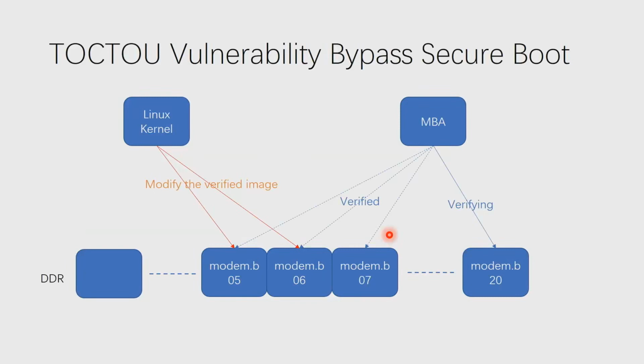The vulnerability we use to bypass the modem secure boot is a time-of-check, time-of-use bug. When MBA is verifying modem images, it doesn't lock the physical address region. It means that the Linux kernel can still modify the modem images. So after MBA verified one image, the Linux kernel can modify it, which means we have bypassed the secure boot check.